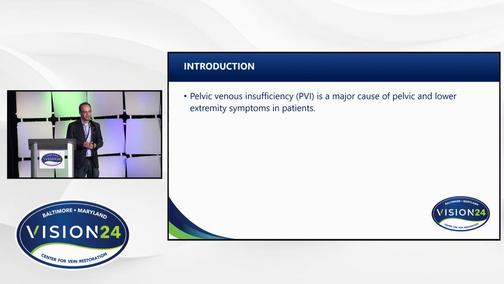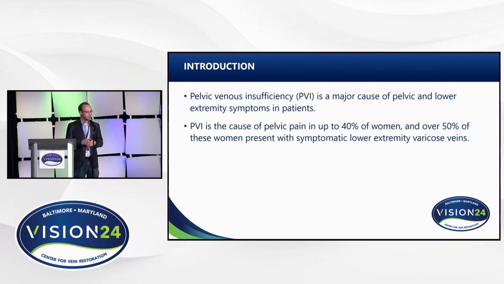So just to give a little bit of background on this study, pelvic venous insufficiency, or PVI, is widely prevalent, and it's a major cause of lower extremity symptoms and also pelvic symptoms in patients. And it mostly affects women with a 3-to-1 female to male ratio. PVI has been identified as the cause of pelvic pain in up to 40% of women. And over 50% of these women also present, in addition to their pelvic symptoms, with symptomatic lower extremity varicose veins. So most of these patients present with a mix of pelvic and leg symptoms.